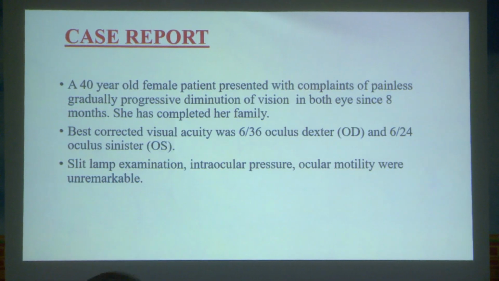Case report. A 40-year-old female patient presented with complaint of painless, gradually progressive diminution of vision in both eyes since 8 months. She has completed her family. Best corrected visual acuity was 6/36 in right eye and 6/24 in left eye. Slit lamp examination, intraocular pressure, ocular motility were unremarkable.